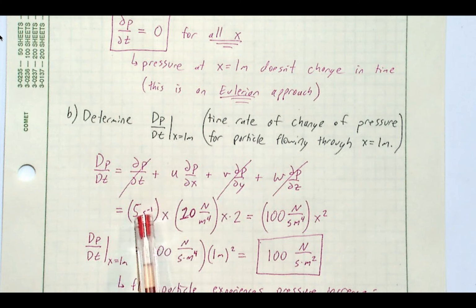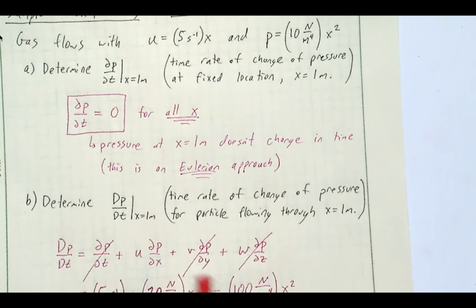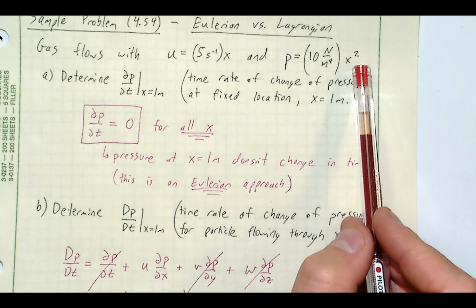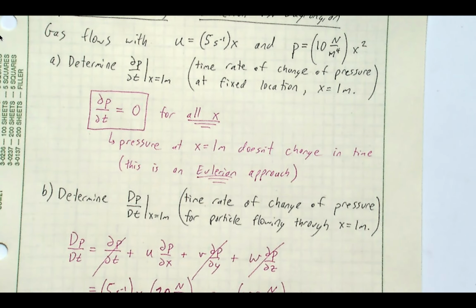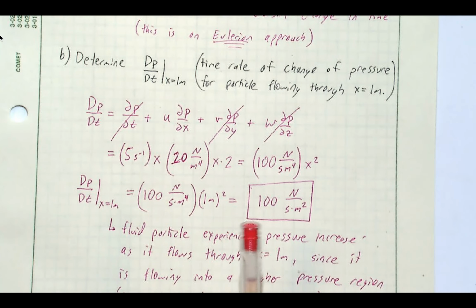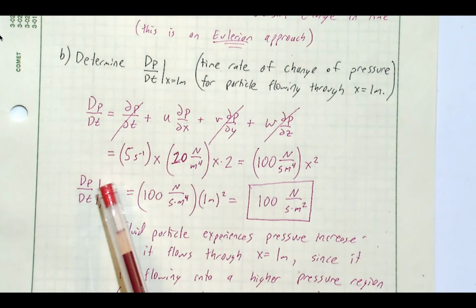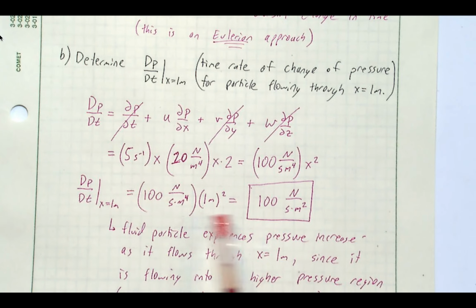All right, so if we plug everything in here, u is just 5x, and for dp/dx, we just take our p and dp/dx is just going to be 2x times this 10 quantity. I've rewritten my units here a little bit differently than they do in the book, but I think this is more consistent the way I've done it here. But in the end, if you put all this through, you get that the time rate of change of pressure for a particle that is now passing through this point, even though the system is steady, is 100 Newton per second meter squared.